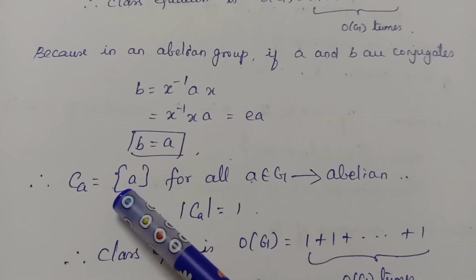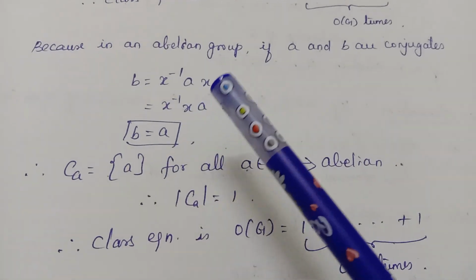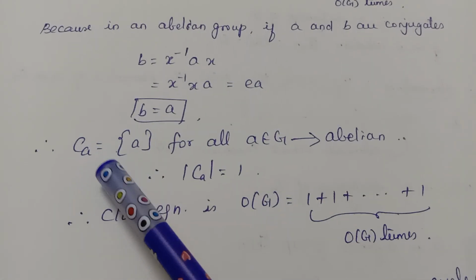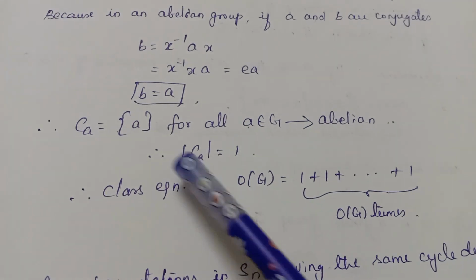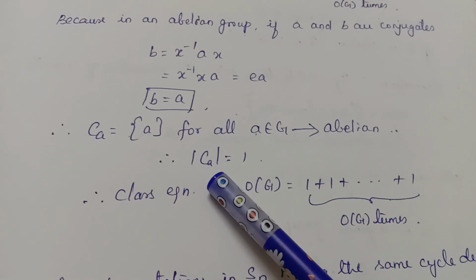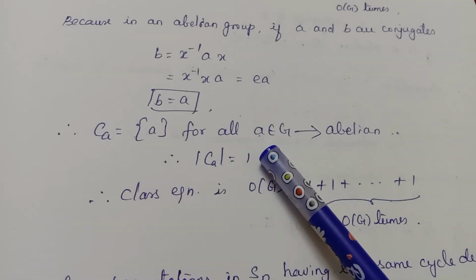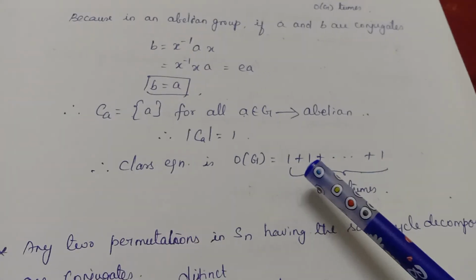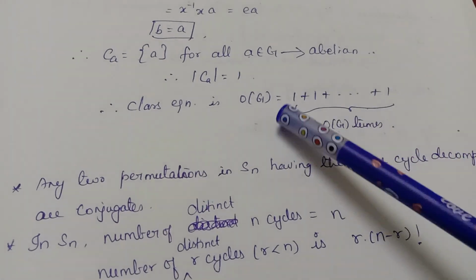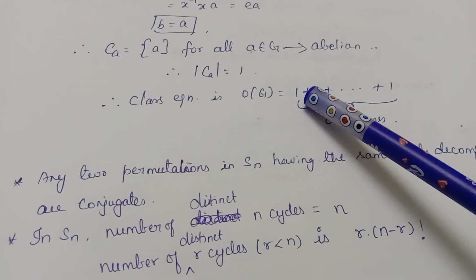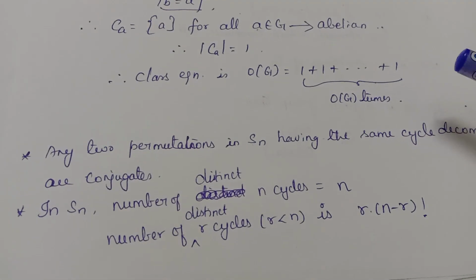So in an abelian group, the element is only conjugate to itself. So every conjugate class contains the element itself. No other elements will be there. So for all the elements, modulus of CA, that is the number of elements in CA, equals 1. Therefore, the class equation equals 1 plus 1 plus 1, and so on. How many times? Order of G times. That is, if order of G is 10, then the class equation is 1 plus 1 plus 1, 10 times.